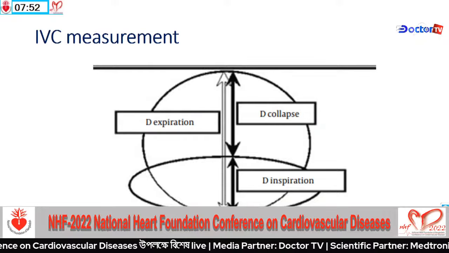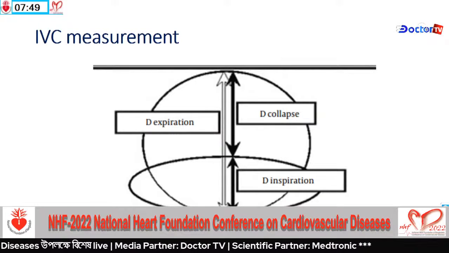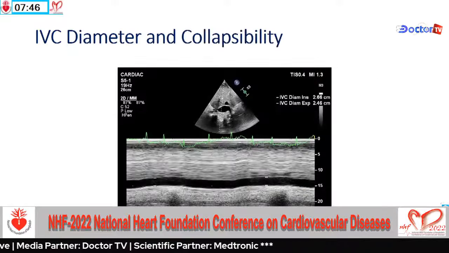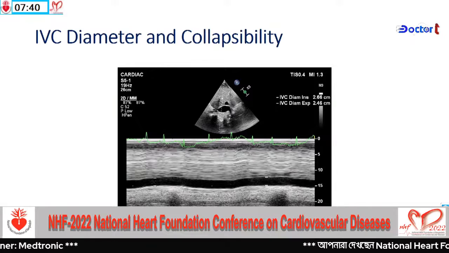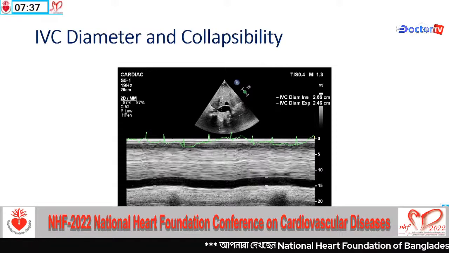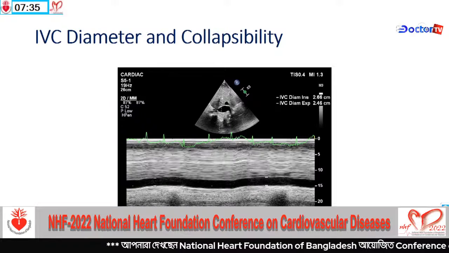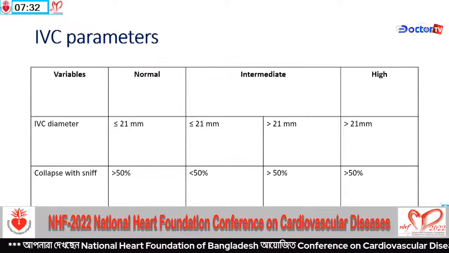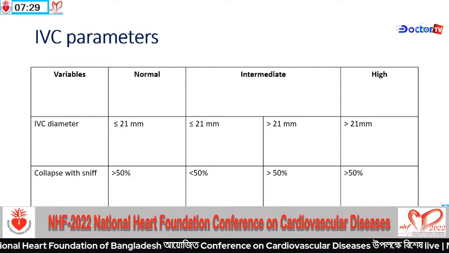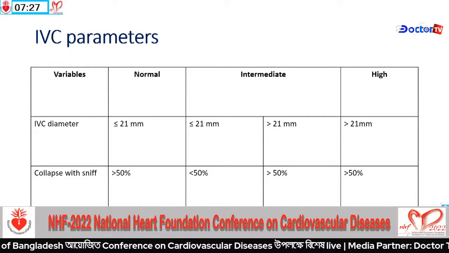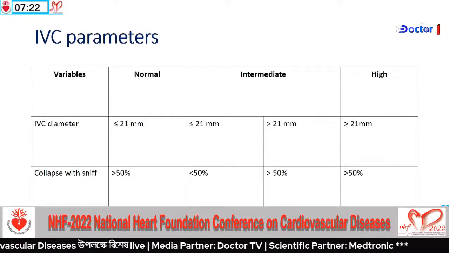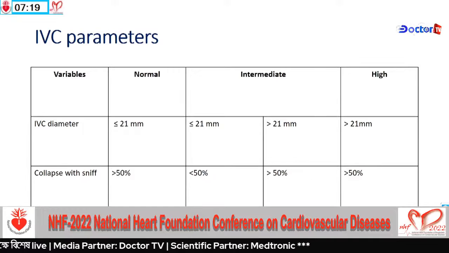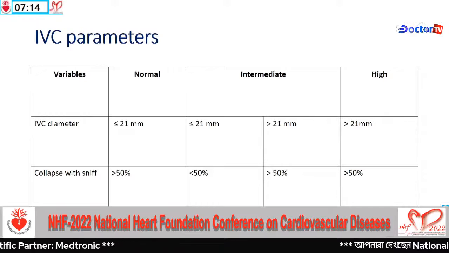So if we get a patient's diameter in expiration less than 21 millimeter, and the collapse is more than 50%, we are sure that this patient has a normal right atrial pressure. If it is more than 21 millimeter, or if the collapse is less than 50%, then this patient has a high right atrial pressure. And if it is in between, that is intermediate. So that's how we calculate the right atrial pressure. This is important to calculate the pulmonary artery systolic pressure, the pulmonary artery diastolic pressure, and right ventricular physiology.